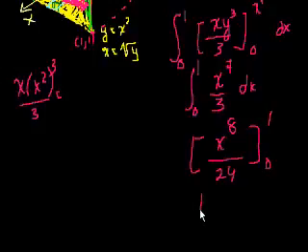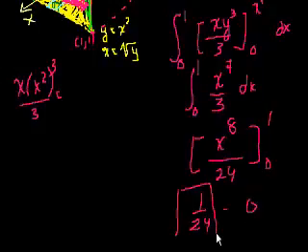When you evaluate it at 1, you get 1/24 minus 0. So once again, when we integrate in the other order, you still get the volume of the figure being 1/24 whatever cubic units. Anyway, see you in the next video.